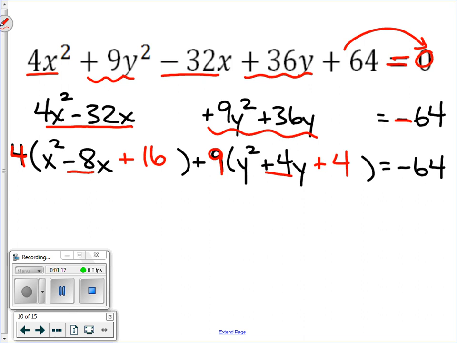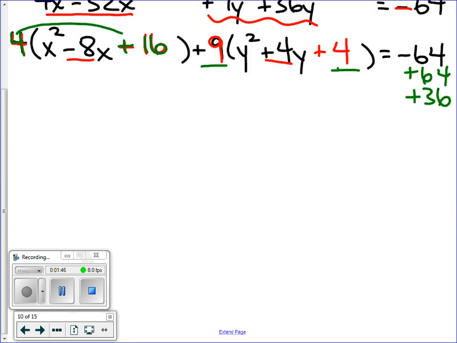But I'm not actually adding 16. I'm adding 16 times 4. That's 64. So here's the 64 that I had from before. Okay? And I'm not actually adding 4, I'm adding 36. So that gets us into a situation where we're in the positive values there on the right.